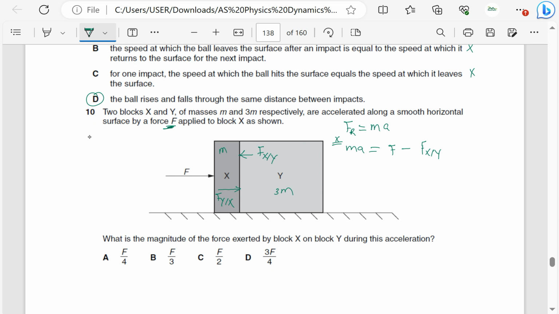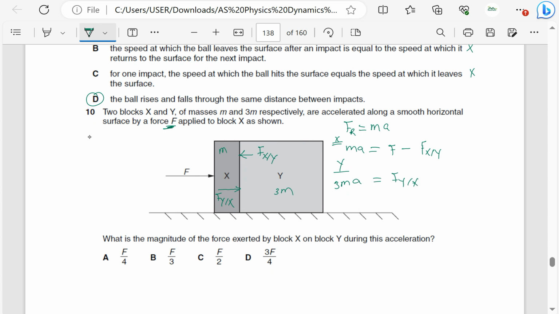Then if I consider block Y, by Newton's second law, for block Y the only force acting on it is F on Y due to X. The mass of this block is 3M. Because they are attached together, they are accelerated by the same acceleration, so 3M times A is going to be equal to the only force acting on 3M, which is F on Y due to X.